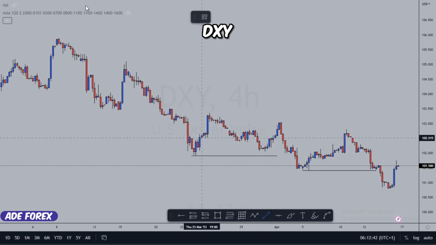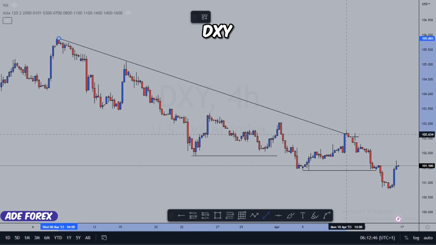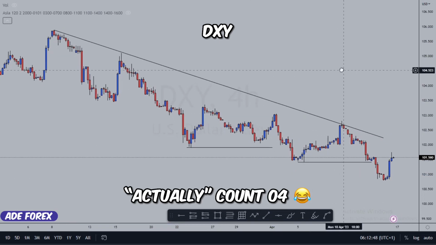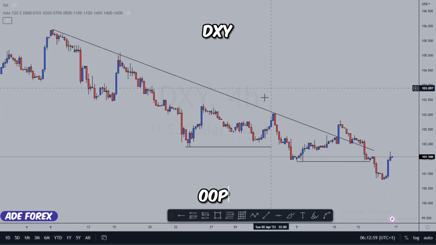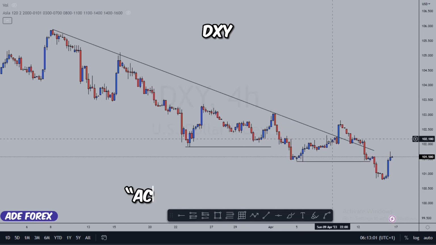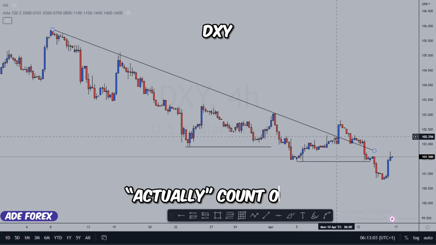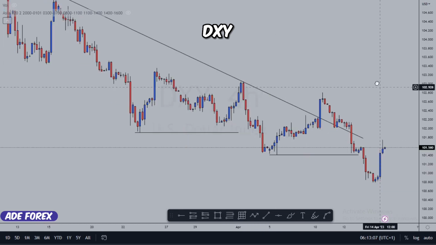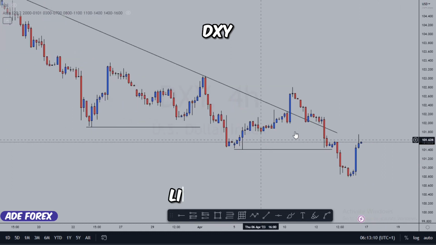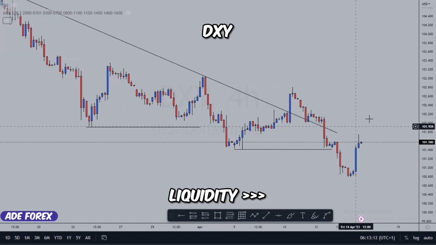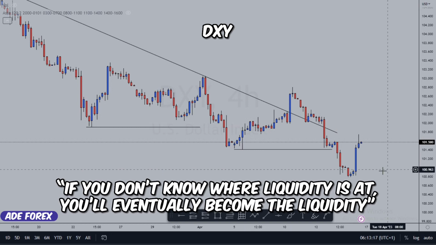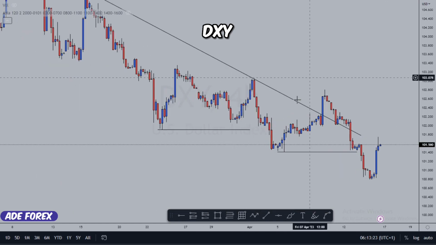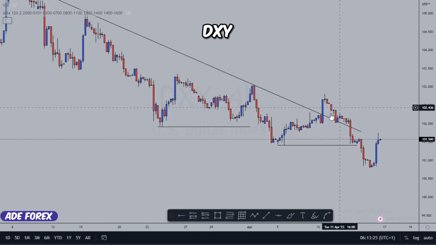In the previous week, we drew a trend line like this. We talked about the market respecting the trend line right here and then tanking. But the most important thing, as I said, is your liquidity, understanding where your liquidity is at. There's a saying that goes: if you don't know where the liquidity is at, then you eventually become the liquidity. Obviously we knew this was our liquidity.